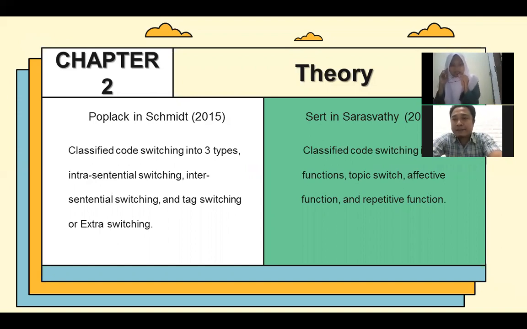Can you repeat it, Mr.? Try to explain more about your theoretical framework. About this theory first, sir? Poplack's theory, the types? What I mean is, try to explain your theoretical framework. How did you build your theory until it became the theoretical framework for your research, please?